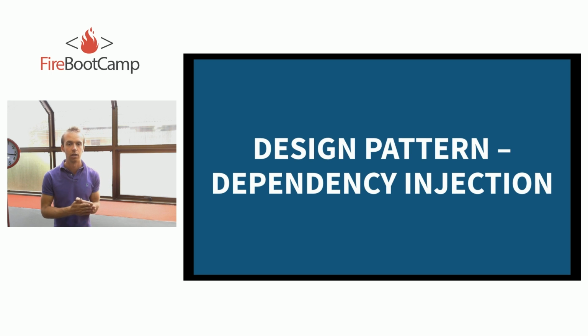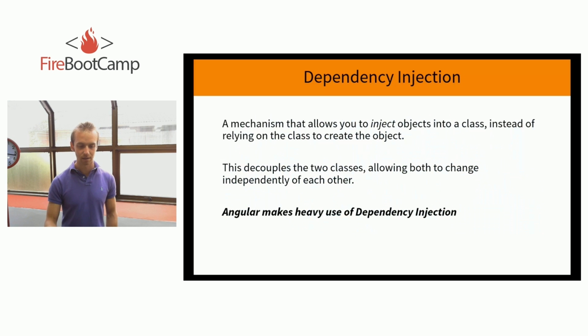But we get into dependency injection. We're going to do the same thing because we're building a single page application. We're not just building a little website. We're going to use the same technique here. So dependency injection is something that allows us to inject objects into classes instead of those classes creating the objects themselves. Decouples them. Angular makes very heavy use of it.